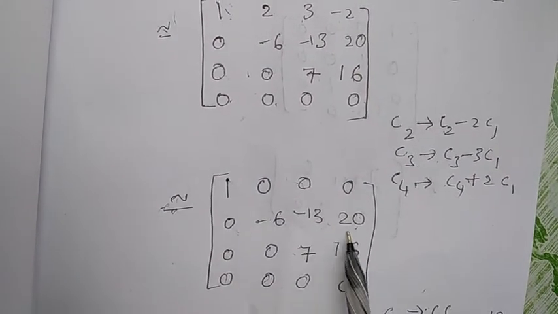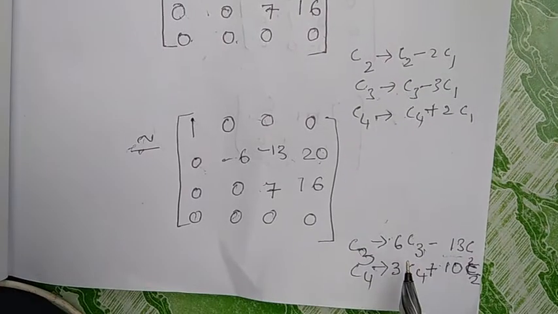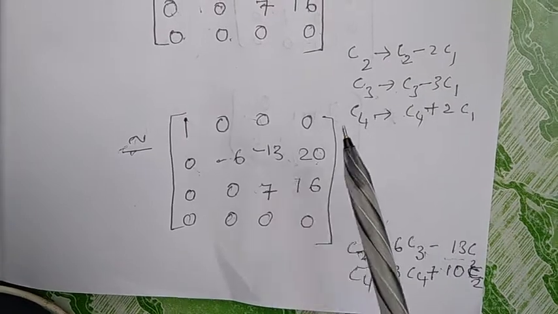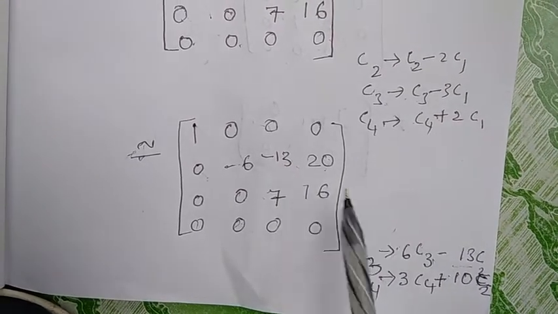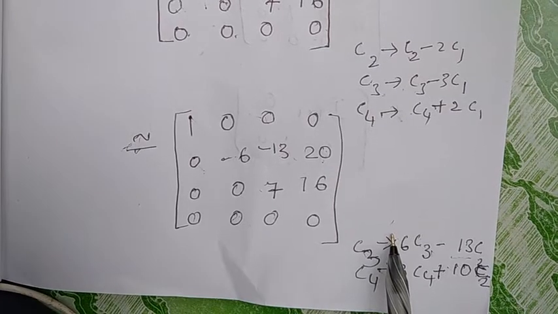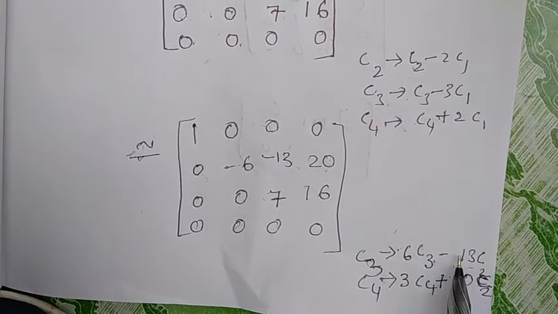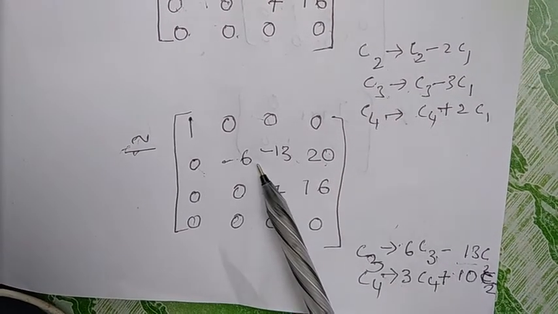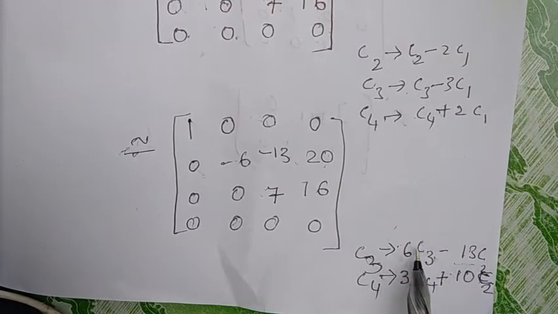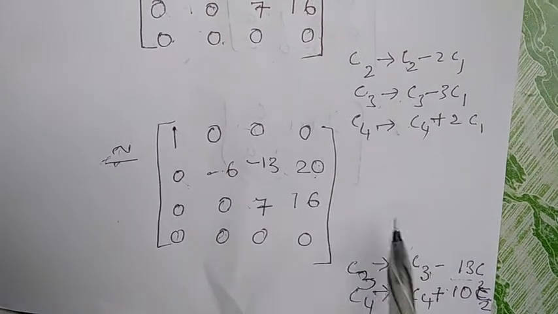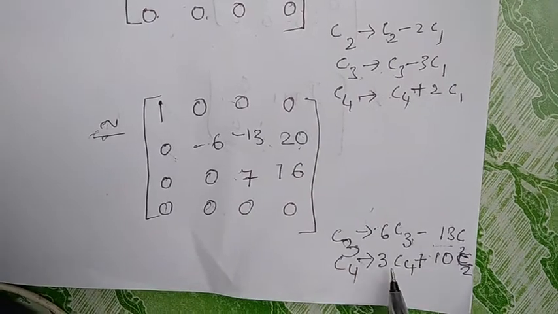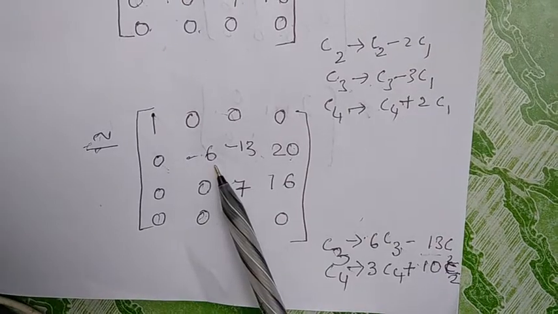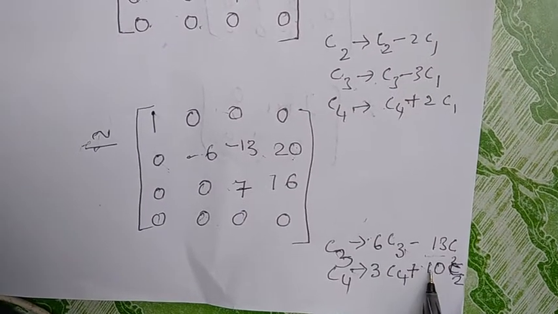Next, these two positions must be converted to 0. For that I use the operation on C3 and C4 to make the same term. Now 16 into 13, the same term is 13 into 6, right? 13 into 6 is 78. Here minus 78, and minus into minus is plus 78, so it becomes 0. Now C4 changes: 3 into 20 is 60, and plus 10 into minus 6 is minus 60. Plus 60 minus 60 becomes 0.